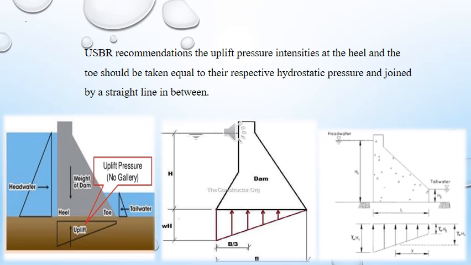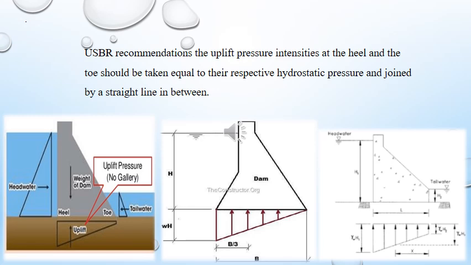So, according to the USBR recommendation, that is the United States Bureau of Reclamation, the uplift pressure intensity at the heel and the toe should be taken equal to their respective hydrostatic pressures and joined by a straight line in between, as shown in the figure. So, if the water depth on the upstream side is capital H, then the uplift pressure intensity at the heel is gamma W into H.